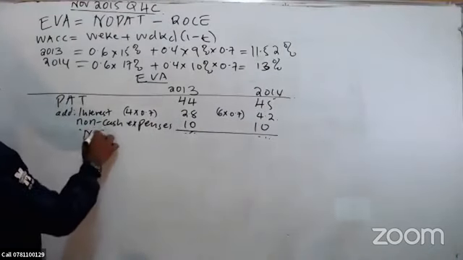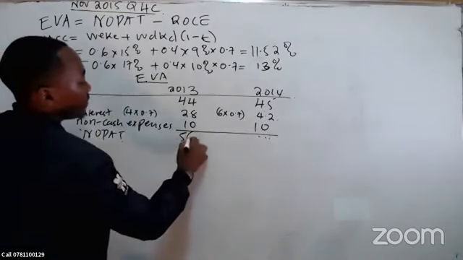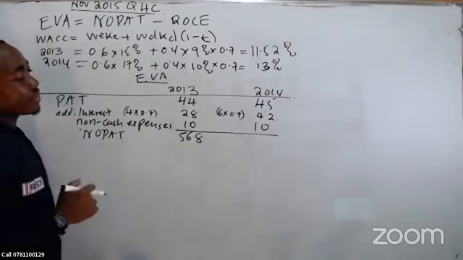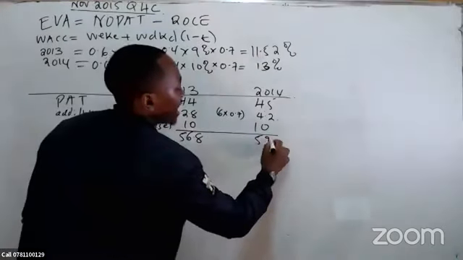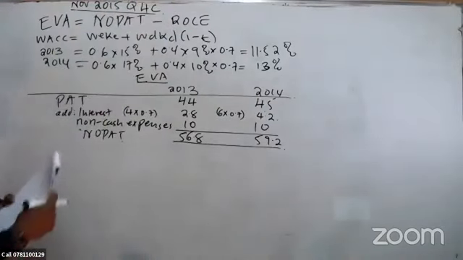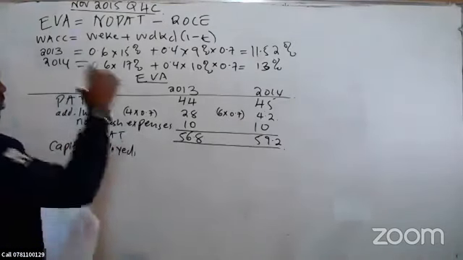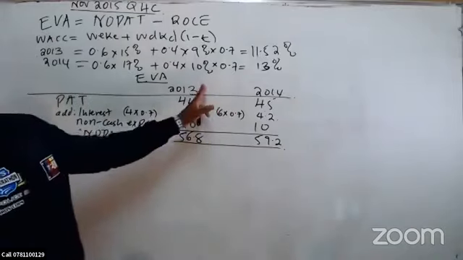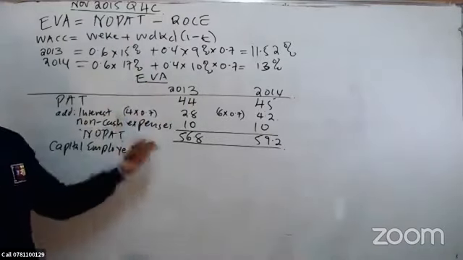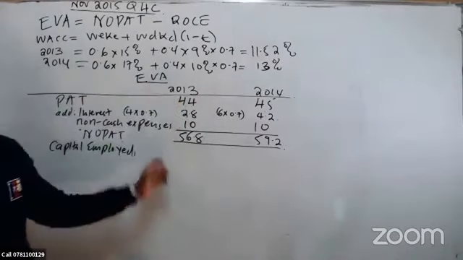So our net operating profit after tax, this one will be 56.8, and this one will be 59.2. So that's the NOPAT. Then we deduct the return on capital employed. How do we get the capital employed? In this case, you need to be very keen. For year 2013, you have to use the capital employed for 2012. Remember, the closing capital for 2012 becomes the opening for 2013, and the capital for 2013 becomes the opening for 2014.